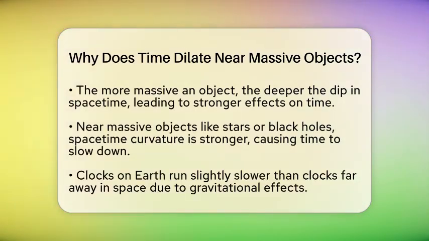Now, because of this curvature, time doesn't flow the same everywhere. Near a very massive object like a star or a black hole, the curvature is much stronger. This causes time to slow down compared to places where gravity is weaker. For example, if you had a clock on the surface of the Earth and another clock far away in space, the clock on Earth would tick just a tiny bit slower. This effect is called gravitational time dilation.